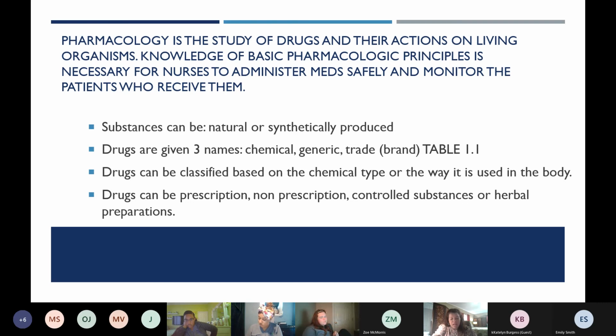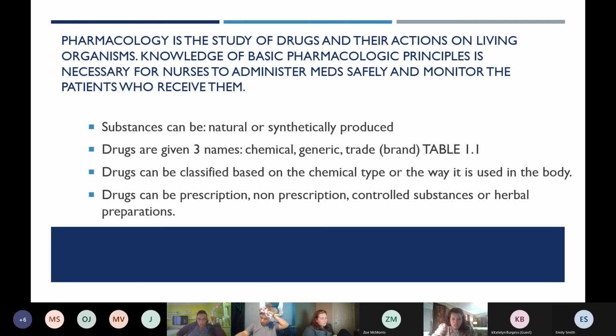For the purposes of taking care of our patients, we need to know about the herbal preparations that they're taking. We need to know if they're using CBD oil. We need to know if they are taking cinnamon. We need to know if they're taking fish oil. They're not prescription medications, but they absolutely have an effect on your patient and the care that we're going to administer to them. So we always want to ask about herbal preparations.